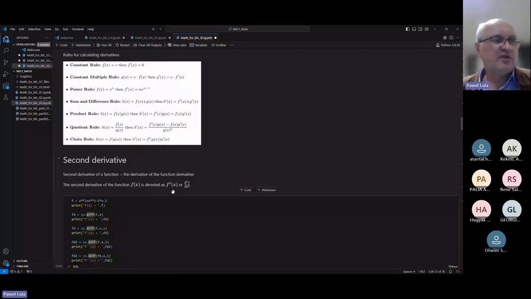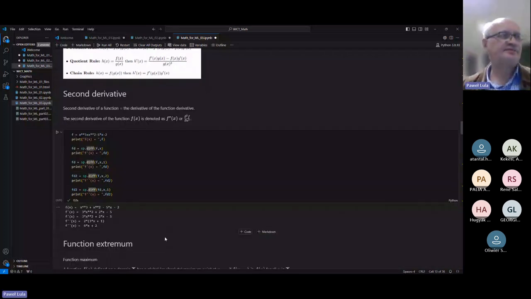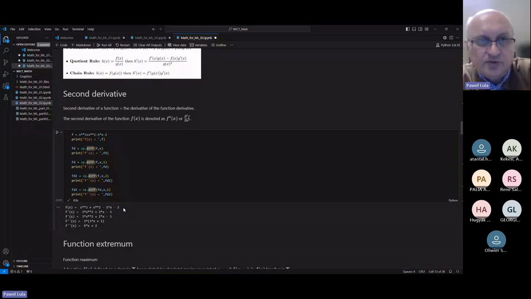And examples in Python and the SymPy package are here. My function is here. So we see this formula here. It is x to the third power plus x to the second power minus 5 multiplied by x minus 2. It is the function which we use in our example.